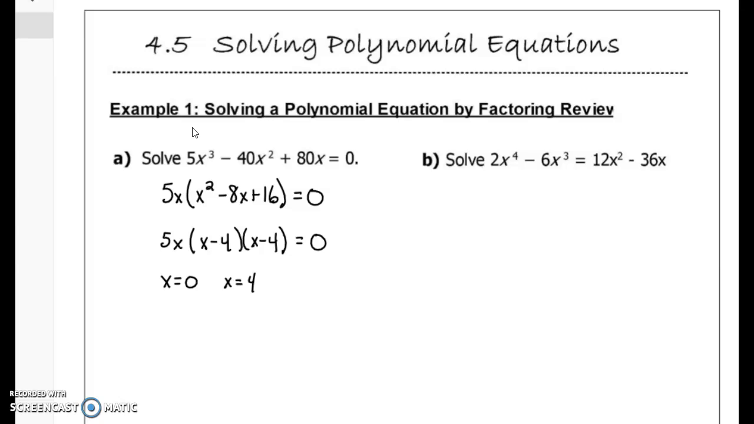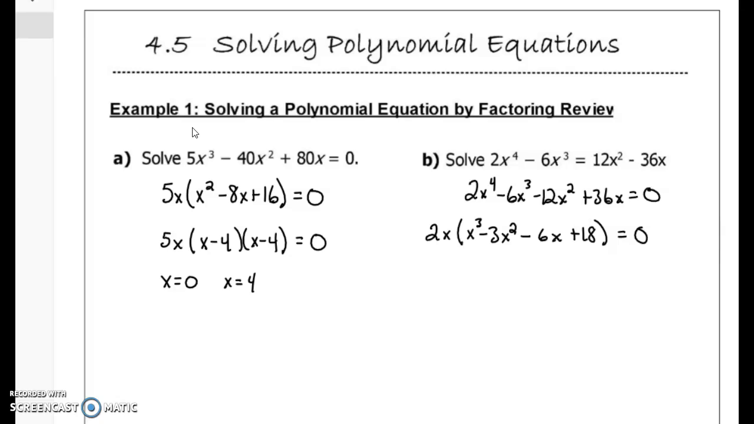Okay, on example 1b, you need to solve, and so before you can do that, everything needs to come to one side. So what I'm going to do is go ahead and subtract the 12x squared to bring it to the left and add the 36x. Now once again, I see right off that there's a GCF, this 2x. So if I factor out the 2x, I get x cubed minus 3x squared minus 6x plus 18.